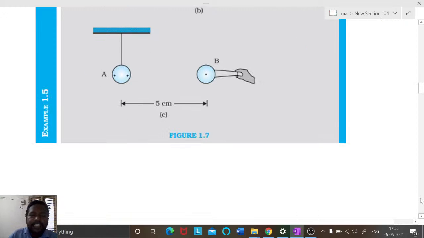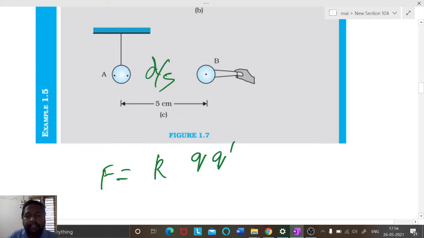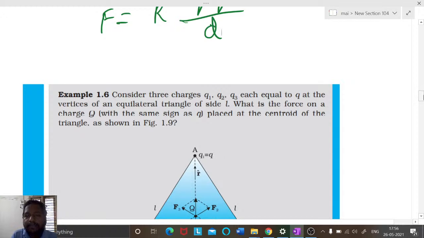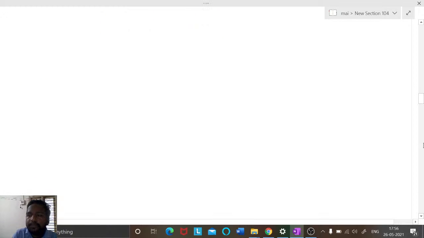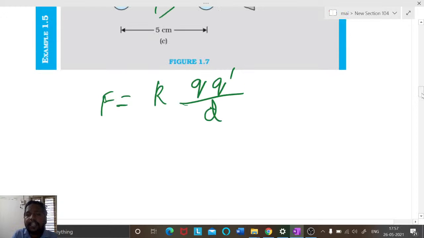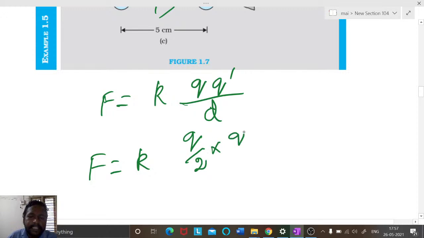The distance is also reduced to half, 5 centimeter. According to Coulomb's law, F is equal to K Q Q dash divided by D square, because A we have taken as Q, B we have taken as Q dash, and the distance as D. Now what happened? The charges became half, and the distance also became half. After making contact with the uncharged body, the charges become half. So F is equal to K times Q divided by 2 times Q dash divided by 2.